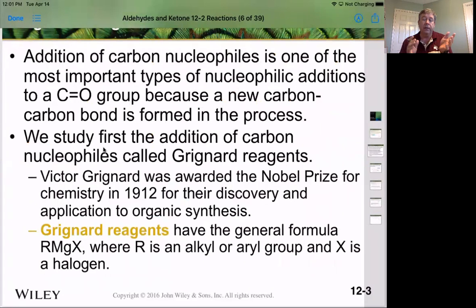So when we do an addition of carbon nucleophiles to the carbonyl, we end up with a new carbon-carbon bond. And so we can actually use this to help build bigger and bigger organic molecules. So the first one I want to talk about is what's called Grignard reagents. And in Grignard reagents, we take an alkyl halide, react it with magnesium, and when we do this, we create a carbon with a negative charge on it. And that becomes our nucleophile.